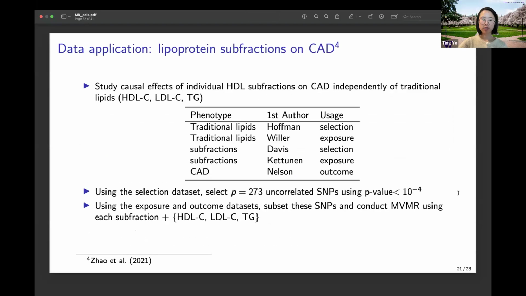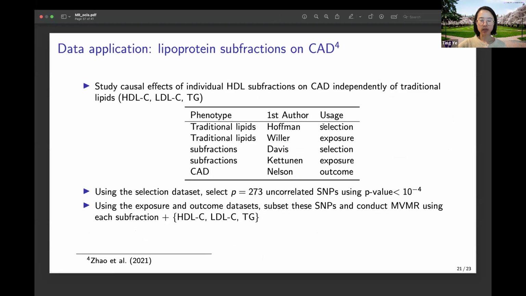And finally, I want to just quickly talk about our application. This is an application of lipid subfractions on CAD, and we want to study the causal effect of individual HDL subfractions on coronary artery disease that are independent of traditional lipids.